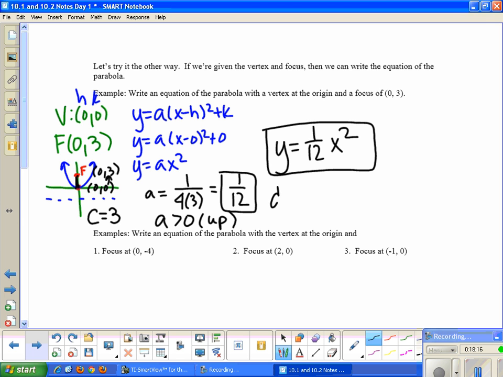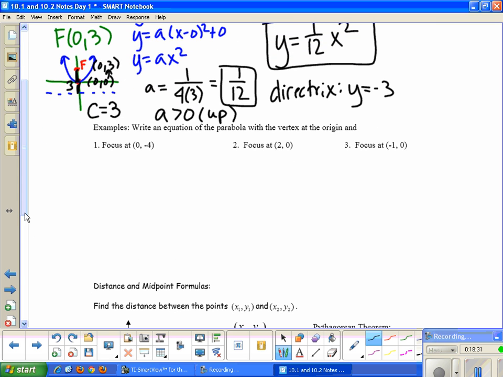It didn't ask me to find the directrix, but if I wanted to write the directrix, we'll notice that this distance from here to here is also 3, so I'm going down 3. So it's y equals, because it's a horizontal line, -3 for the directrix.